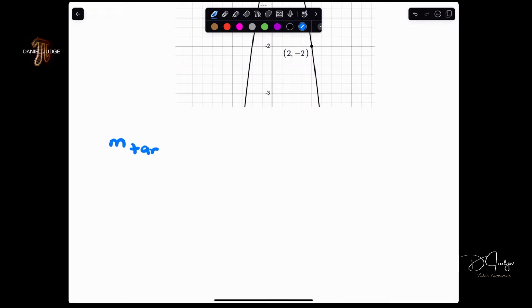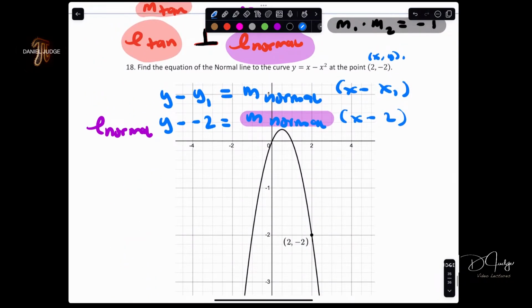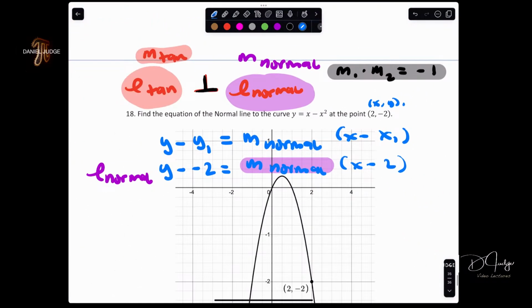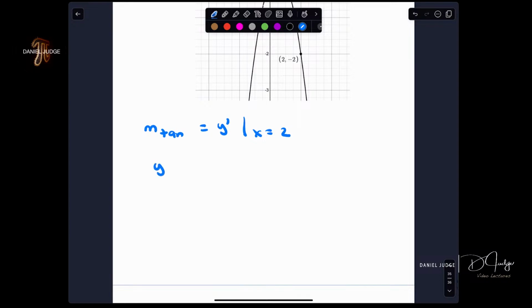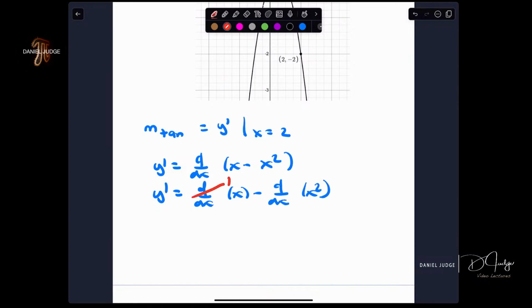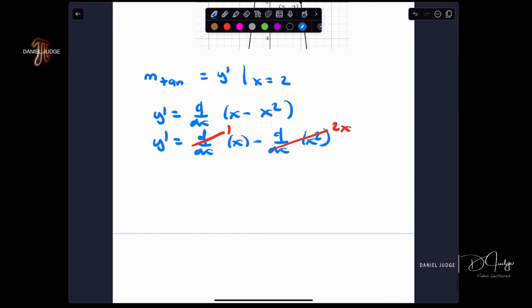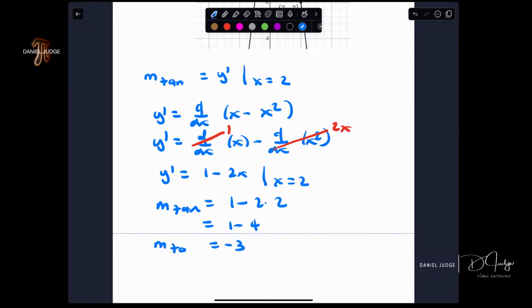So, all right, m tangent is the derivative of the function evaluated when x is 2. And the function is x minus x squared over here. Okay. So y prime is the derivative of x minus x squared. So y prime will be d dx of x minus d dx of x squared. Okay. So we have 1, we have 2x. So y prime is 1 minus 2x. Evaluate that as x is 2. So the m tangent is 1 minus 2 times 2, which is 1 minus 4, which is negative 3. Okay. So we have the tangent line. It's negative 3.